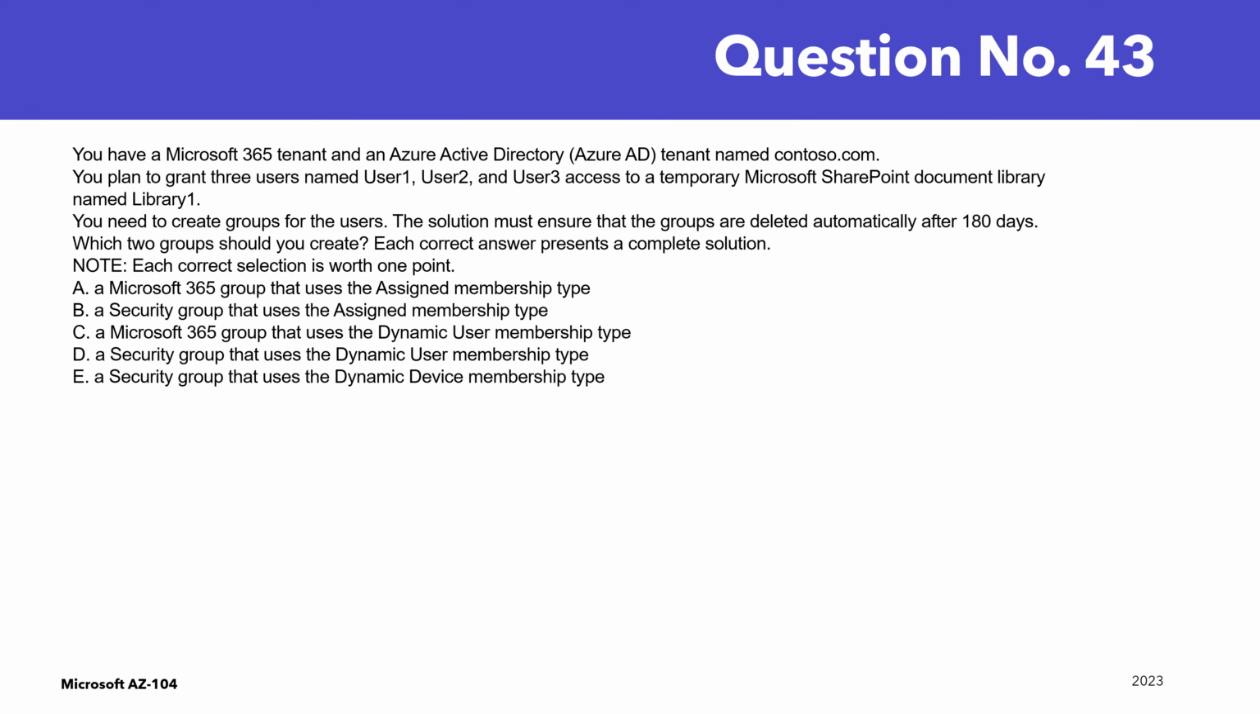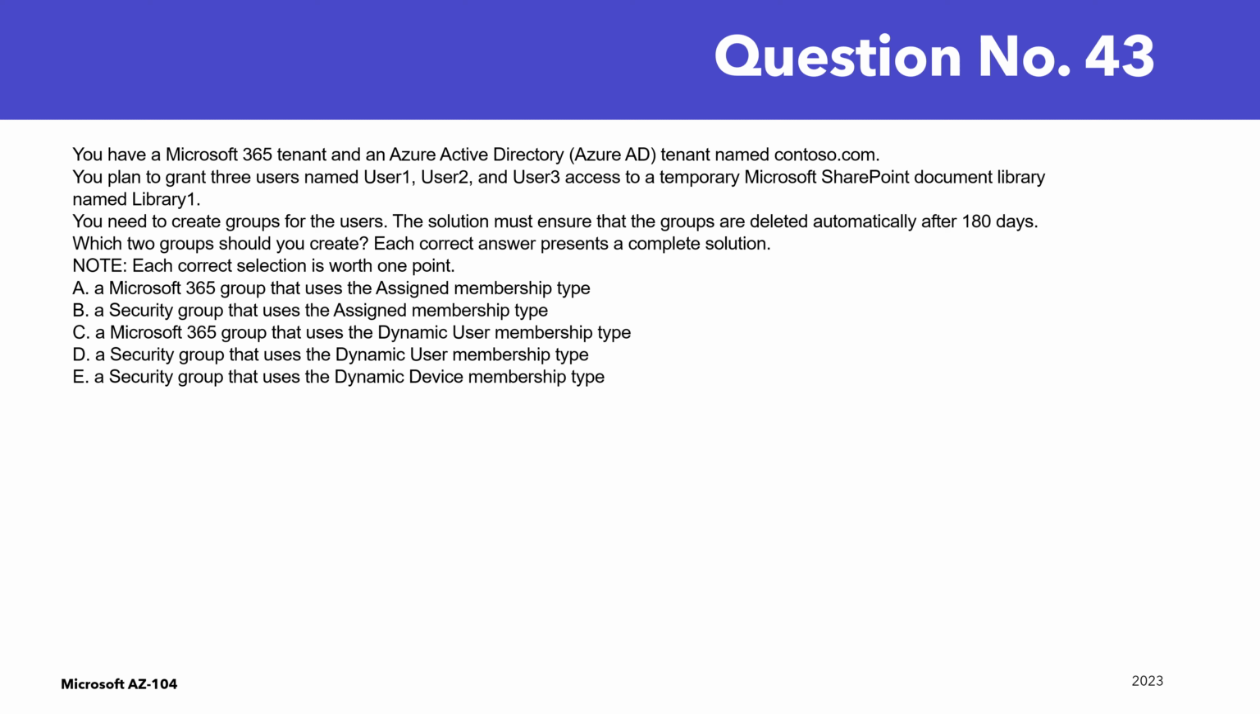You have a Microsoft 365 tenant and an Azure Active Directory (Azure AD) tenant named Contoso.com. You plan to grant 3 users named User1, User2, and User3 access to a temporary Microsoft SharePoint document library named Library1. You need to create groups for the users. The solution must ensure that the groups are deleted automatically after 180 days. Which 2 groups should you create? Each correct answer presents a complete solution. Note: each correct selection is worth 1 point.